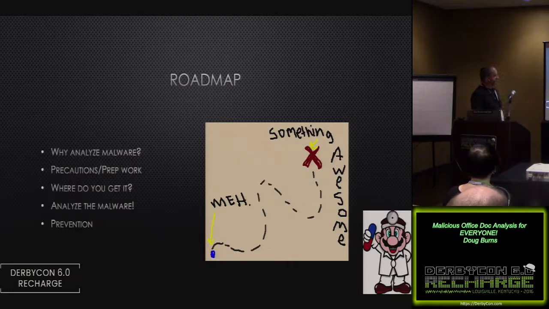So I want to talk about a couple different things. Why do we want to analyze malware? What's the point? We're all busy. Why even spend the time on it? Then we'll go into some preparations and precautions because you are dealing with malware. You don't want to be the person to infect your entire company with ransomware. So how can you make sure that doesn't happen? Where are we going to get the malware? Then we're going to analyze the malware. And then at the end, we're going to talk a little bit about prevention, some quick wins, and some things that you can do to increase your security posture so that you can lessen your malware load.